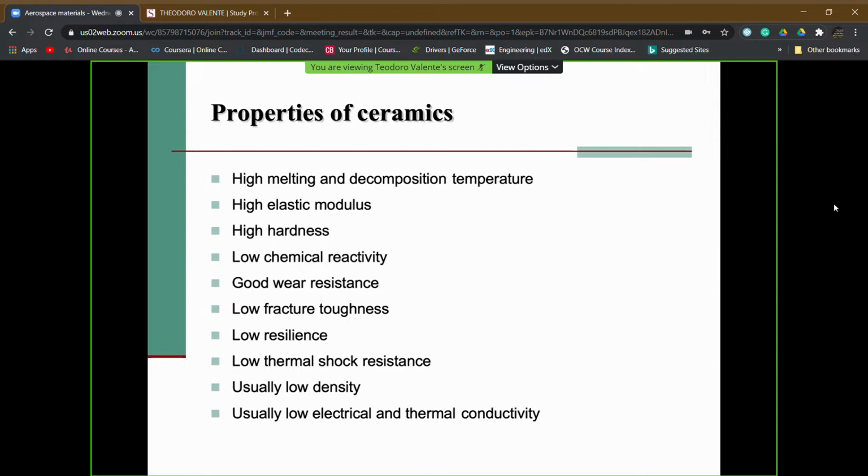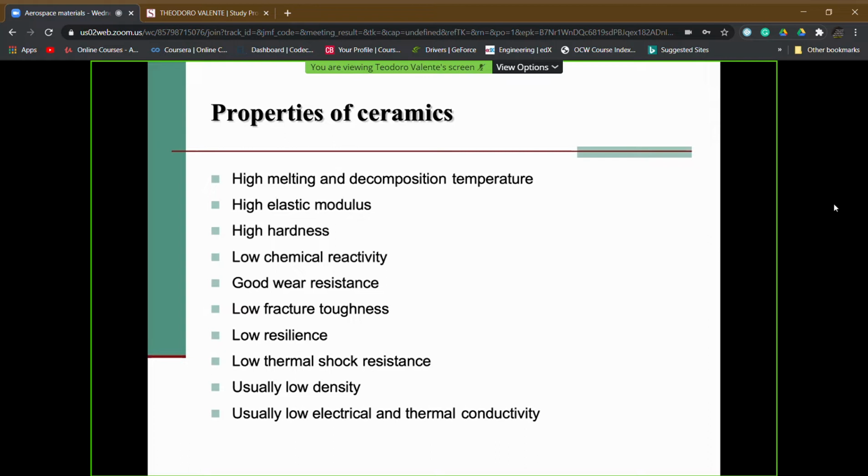So when we say that they do have low chemical reactivity, for our purpose we are going to say that they are not subjected to electrochemical corrosion. They could be subjected to high temperature corrosion, but that depends on the material's composition and on the working environment.